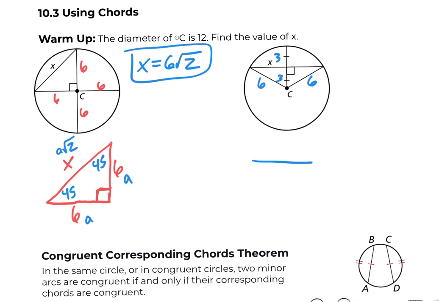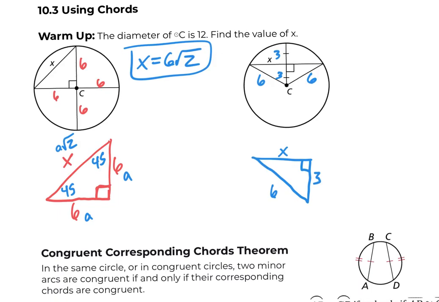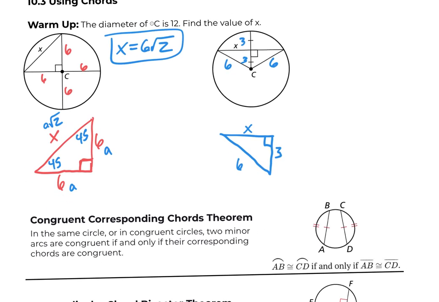Now I'm going to draw the triangle. I think it's helpful to draw the right triangle. We know this is 6. We know this is 3. And we're trying to find this piece right here. Now, we don't really know the angles here, okay? And I will talk about the angles here in just a second. But we don't know that right from the start.